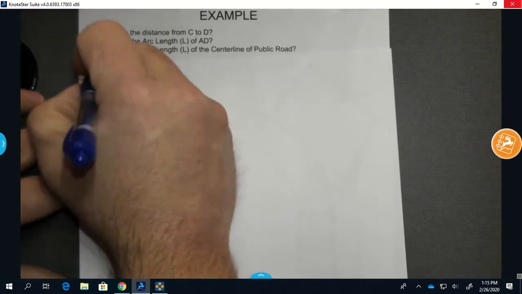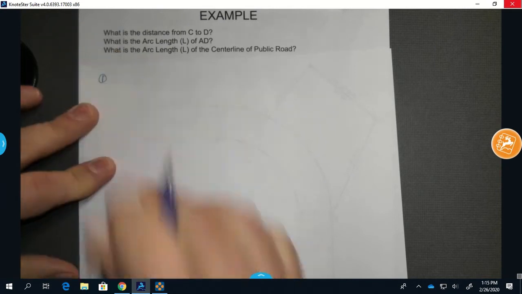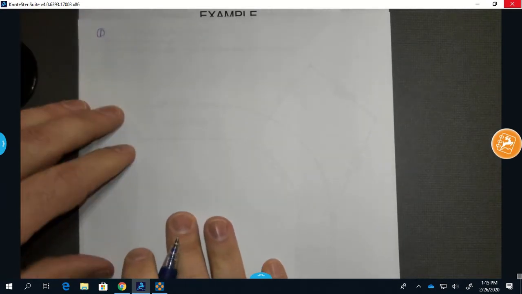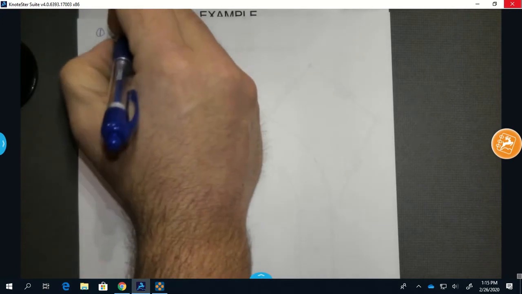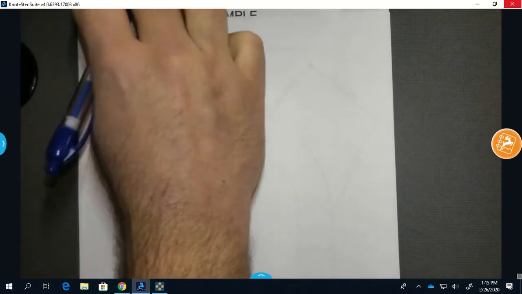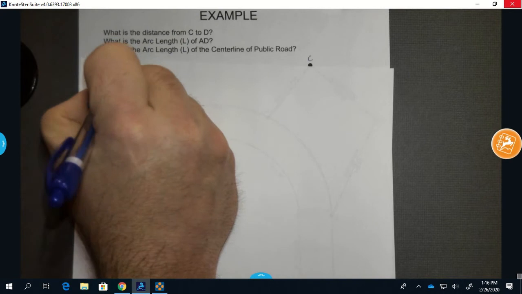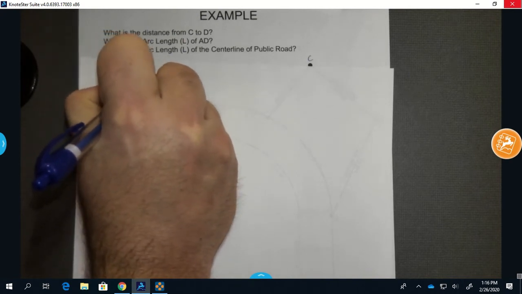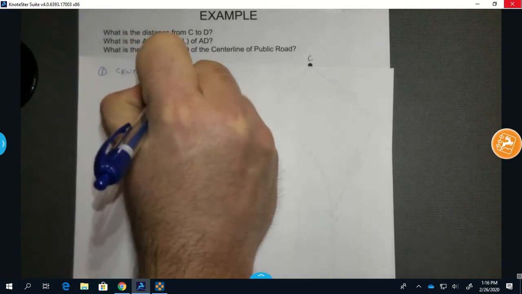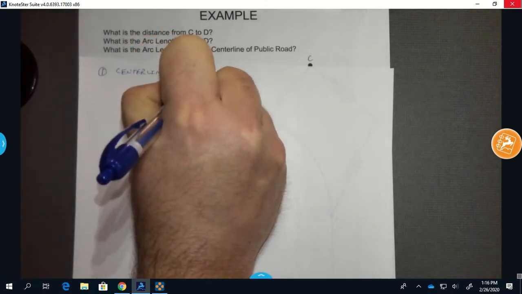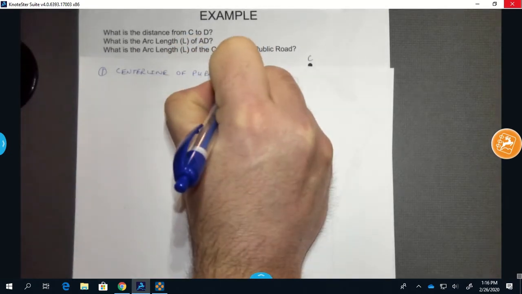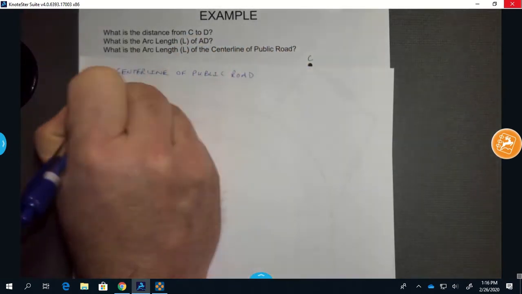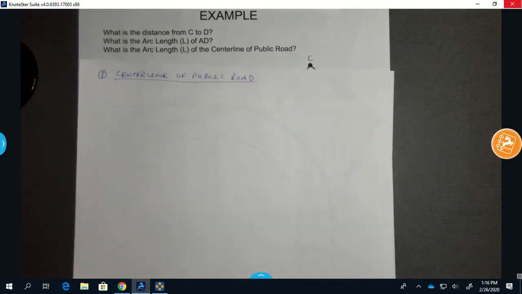Okay, so let's start. We'll say number 1. And we're going to solve for the center line of the public road. Okay, so that's what we're solving for. Center line of the public road.